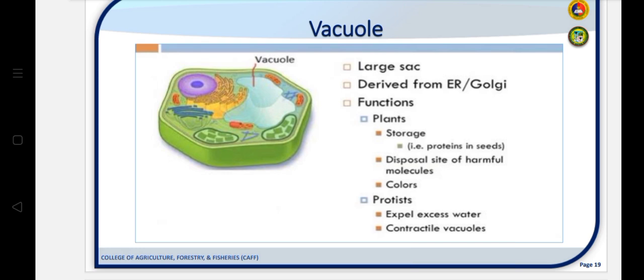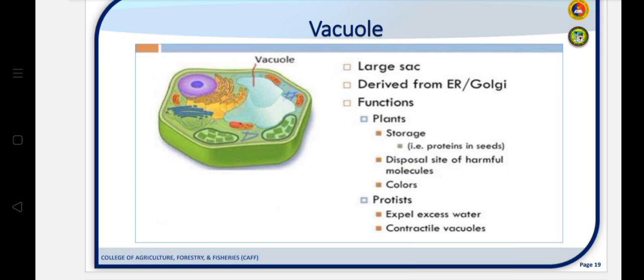So, what is the function of vacuole in plants? In plant cells, vacuoles store important materials like proteins and seeds. They also act as disposal sites for harmful molecules. Vacuoles can store pigments that give plants their colors, like the purple in flowers or the red in fruits. Then, in terms of support, when filled with water, the vacuole helps keep the plant rigid and upright.